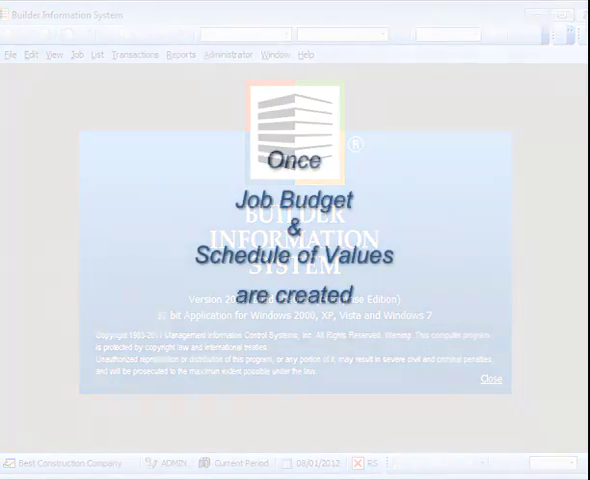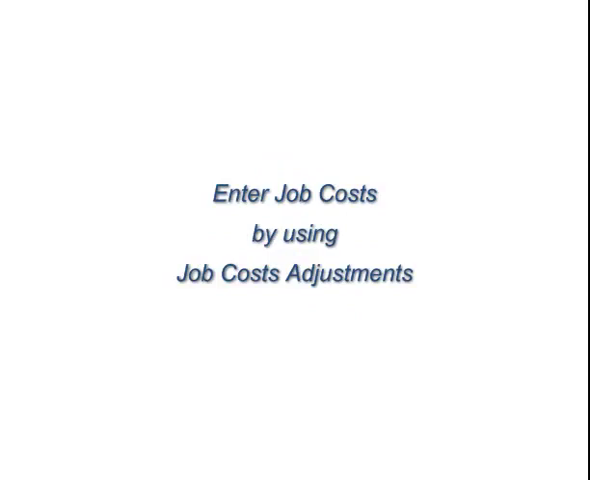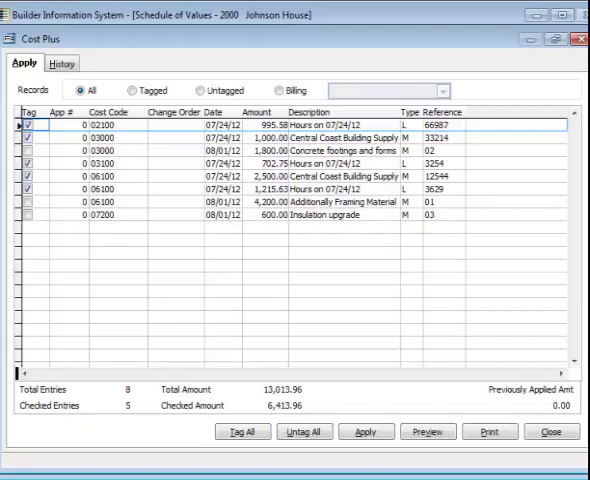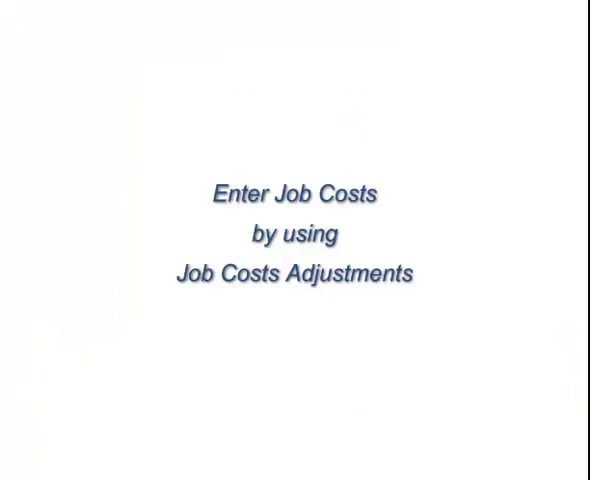Once the job budget and schedule of values are created, the next step will be to enter the costs incurred to the job. Normally, job costs are incurred by way of vendor invoices for materials, other costs, and subcontracts, as well as labor costs from payroll or entered as a job cost adjustment. For the beginning balances process, job costs are entered as job cost adjustments. Job cost adjustments allow the related job cost information to be modified without affecting the general ledger.